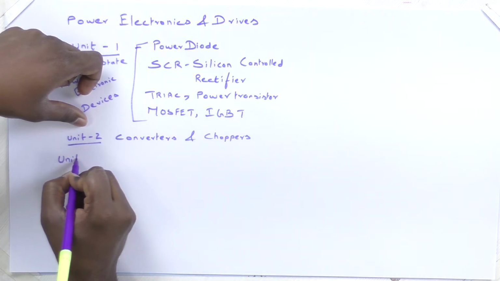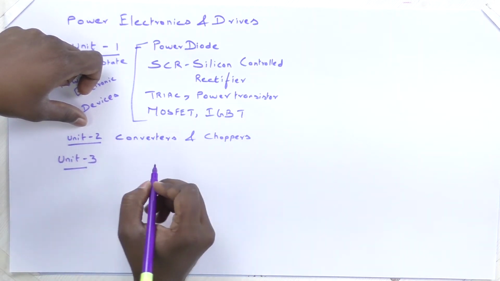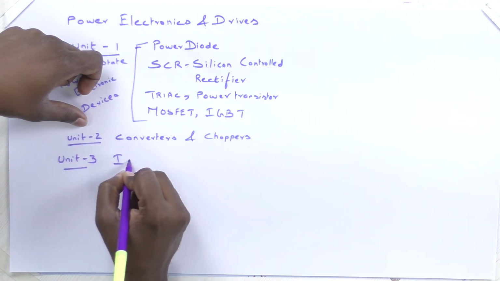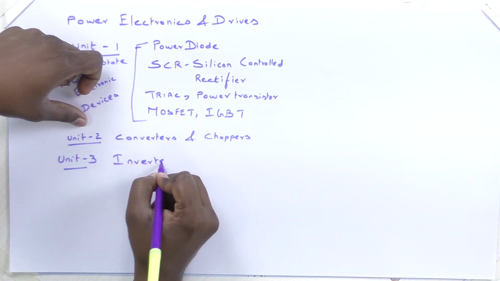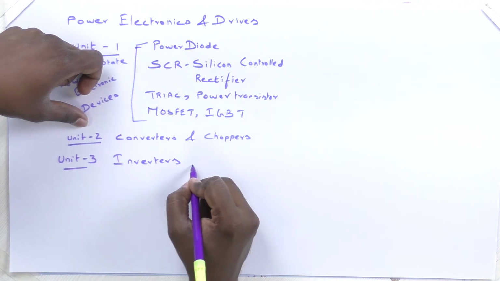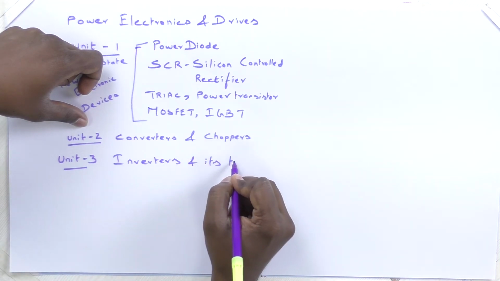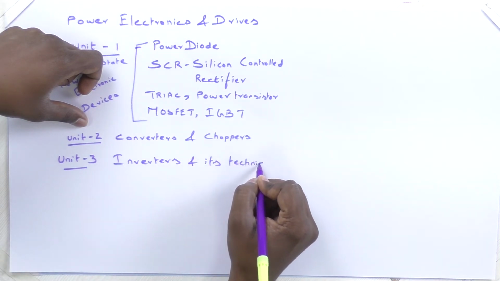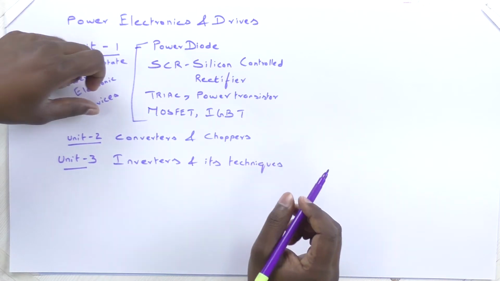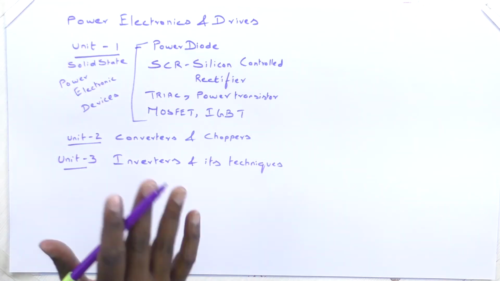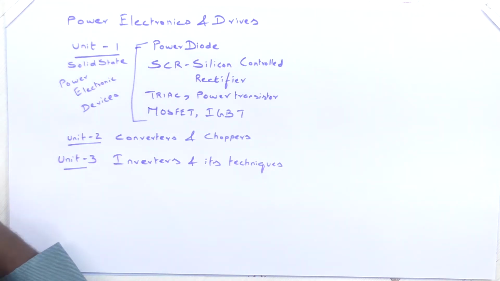And unit 3, mostly I'll be dealing with inverters and the techniques. So we might have heard about inverters, like UPS, uninterrupted power supply in our homes. Nowadays it's common in each and every home, and especially in India when there is a power failure, most of the houses have a UPS installed.